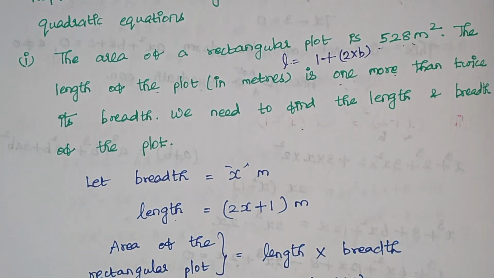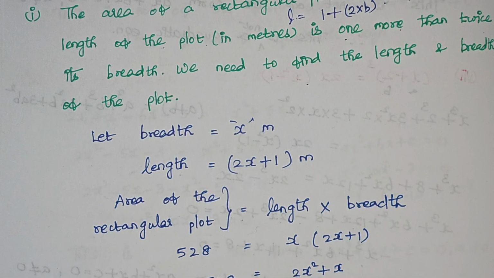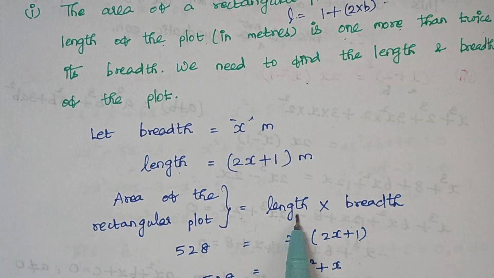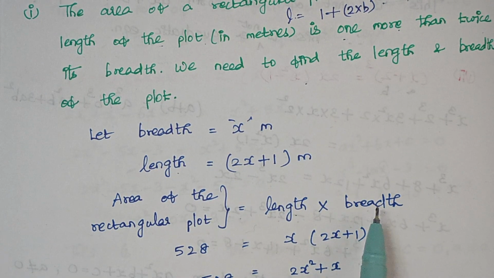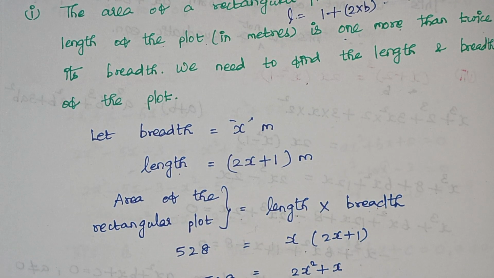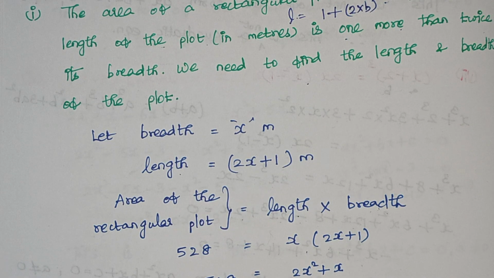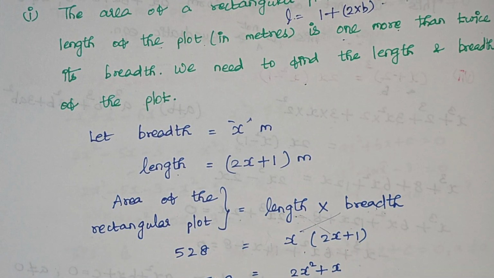So area of the rectangular plot is given by length into breadth. So what is the value? The value is 528 meters square. And what is the length? Length is nothing but 2x plus 1. And what is breadth? Breadth is x. Since this is a multiplication, I have written it as x into 2x plus 1. Even if you write it as 2x plus 1 into x, it holds the same meaning. This is the breadth and this is your length. You can write it any way.